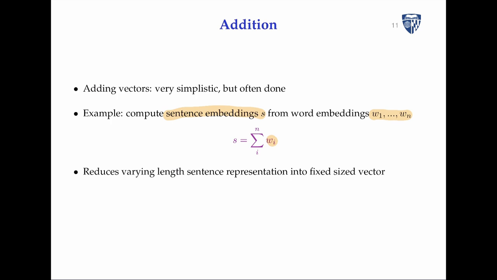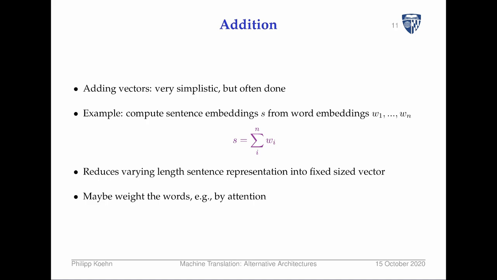Well, why don't we just sum up all these word embeddings? This way, we can take a variable length vector that is depending on the number of words in the sentence. We're going to have a shorter and longer representation for sentences. Now we reduce this down into a fixed size vector that is the same size as the word embeddings. Maybe you also want to weight the words. We actually do this in the attention mechanism. In the attention mechanism, we do exactly this calculation, except we also have an attentional weight in here, where we weight each word embedding according to a pre-computed attention weight.